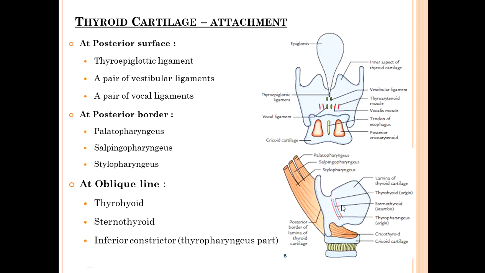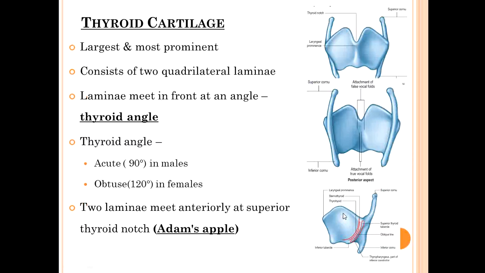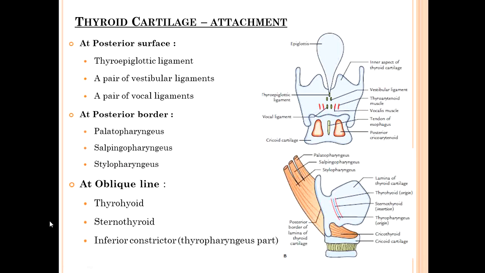And here is an oblique line, which you are able to see. Can you see here? This is the oblique line. It gives attachment to one muscle going into the hyoid bone, known as the thyrohyoid muscle. The second is arising from the sternum and going into the thyroid cartilage, known as sternothyroid. And the third one is the inferior constrictor, only its thyropharyngeus part.